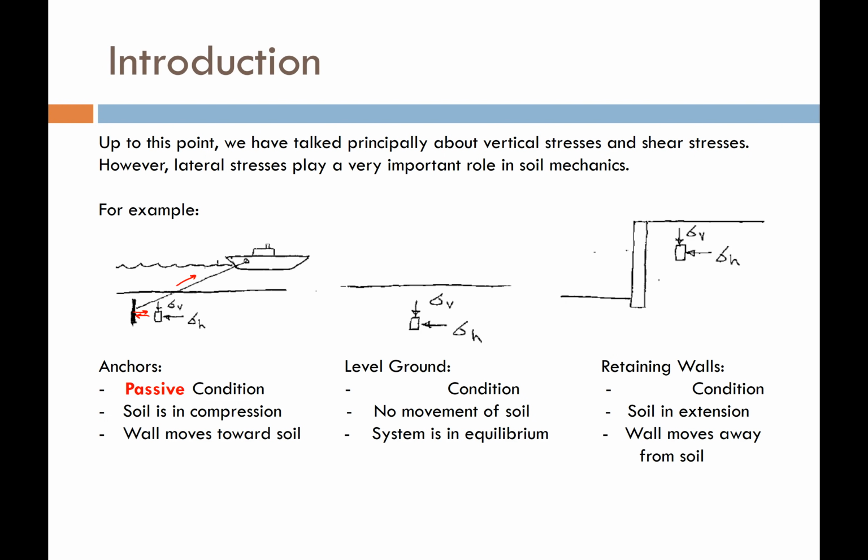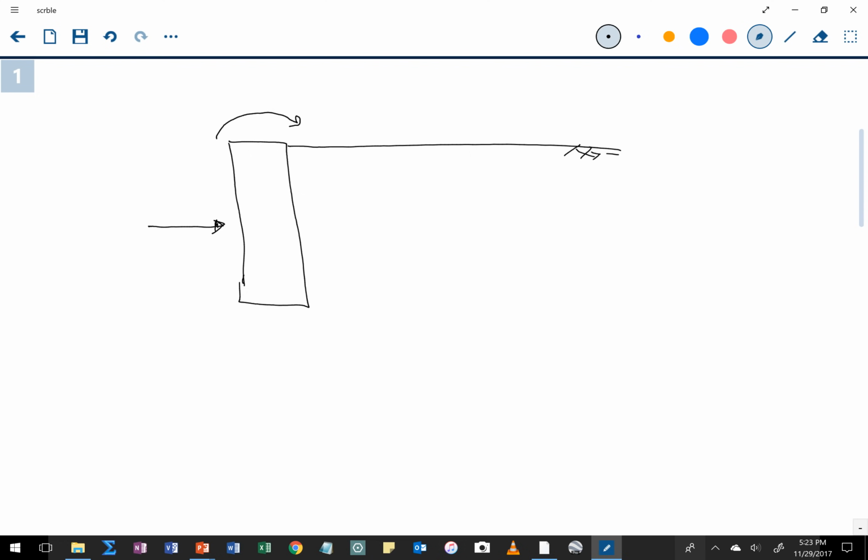The passive condition is, if I'm going to draw this, let's say that I have some wall or face. I have the soil behind the wall or face. If I rotate that wall into the soil, or if I move that wall into the soil, it's going to cause the soil to kind of bulge up, maybe something like that. And what ends up happening is if I move it or rotate it enough, it will cause the soil to fail in that manner behind the wall.